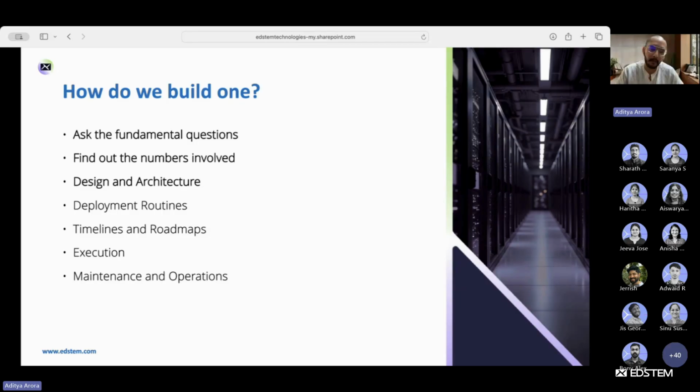And then you've got deployment routines. Sometimes it's the job of a data engineer or whoever is designing the warehouse. Sometimes you have separate teams like a bunch of DevOps engineers and release managers and so on, who are going to manage this. But then, of course, you need your timelines and roadmaps, valid for all projects, not specific to this one. Then the execution, again, valid for all projects. Maintenance and operations, valid for all projects, a little more for data related projects.